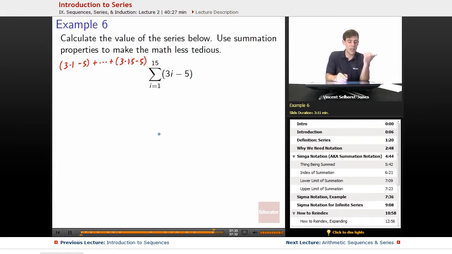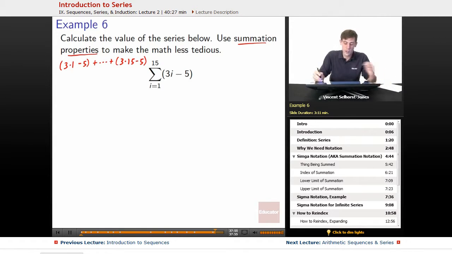Okay, and then we could calculate what is 3 times 1 minus 5, then what is 3 times 2 minus 5, then what's 3 times 3 minus 5. And we can do this by hand or through the calculator, but that's kind of a pain, right? That's going to be a lot of writing. It's going to be a lot of calculation. Luckily, there are some clever ways to use the summation properties that we learned earlier to make this at least not easy, but less tedious, so we have to do less writing.